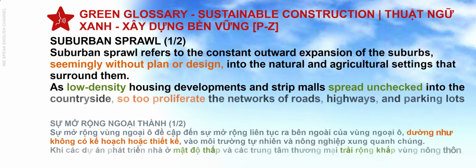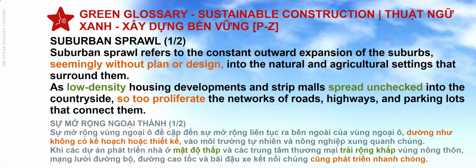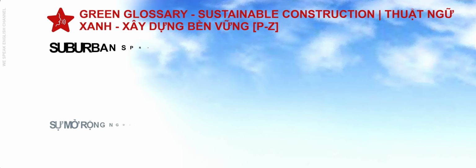Suburban sprawl. Suburban sprawl refers to the constant outward expansion of the suburbs, seemingly without plan or design, into the natural and agricultural settings that surround them. As low-density housing developments and strip malls spread unchecked into the countryside, so too proliferate the networks of roads, highways, and parking lots that connect them.